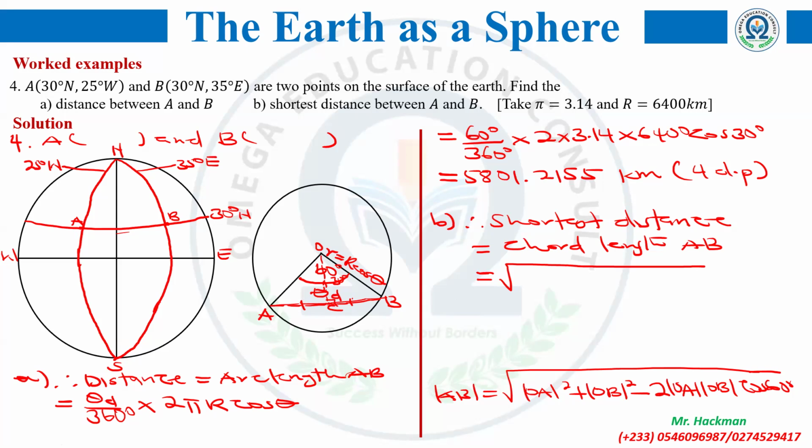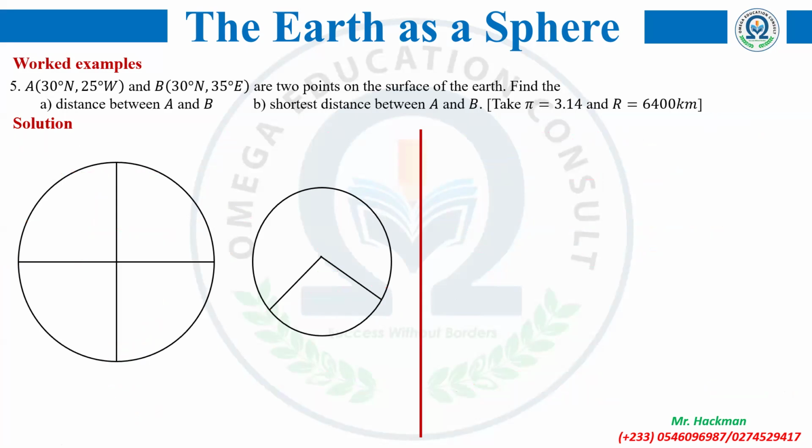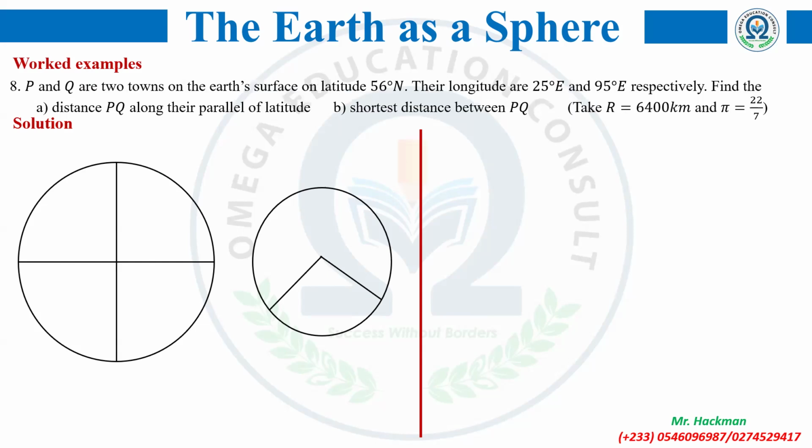So on that note, you should be able to deal with whatever we have here. Distance and shortest distance: the distance is the arc length, and the shortest distance is the chord length. Take note of that. So I think with this, let's see.